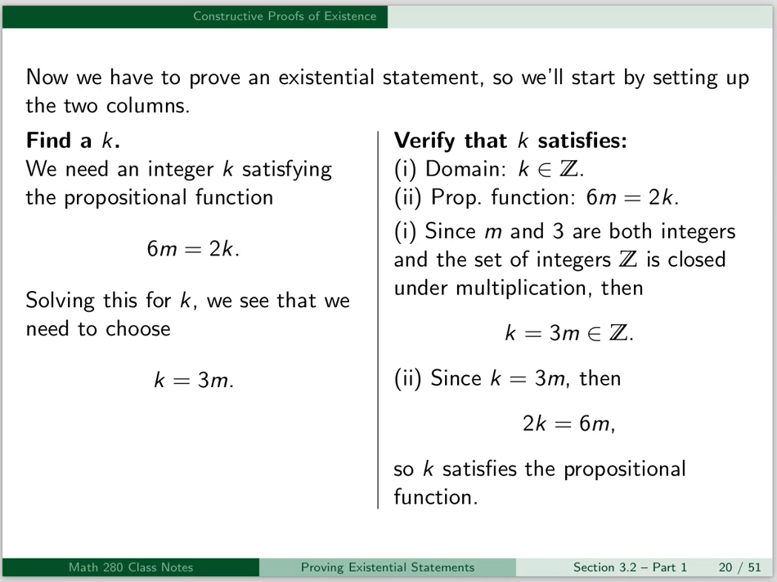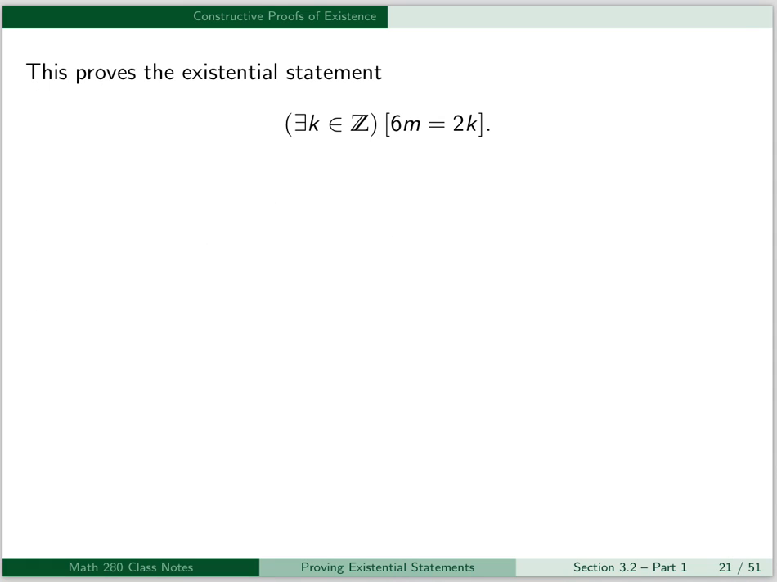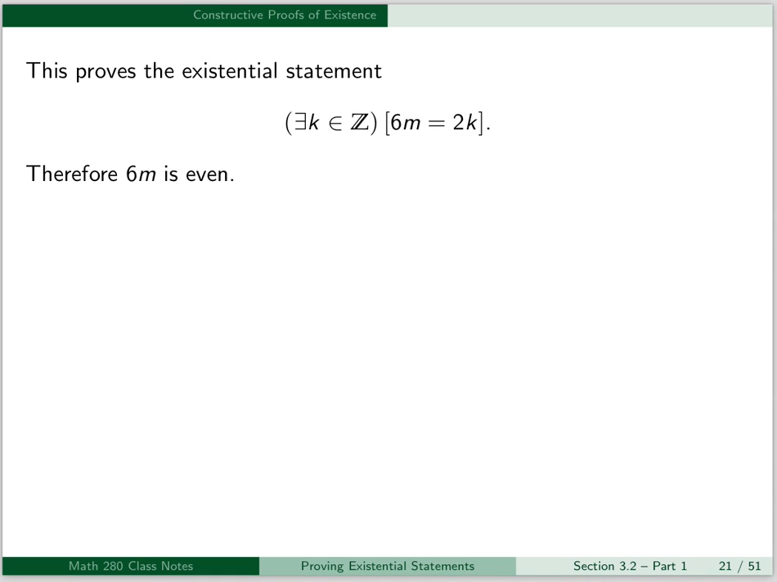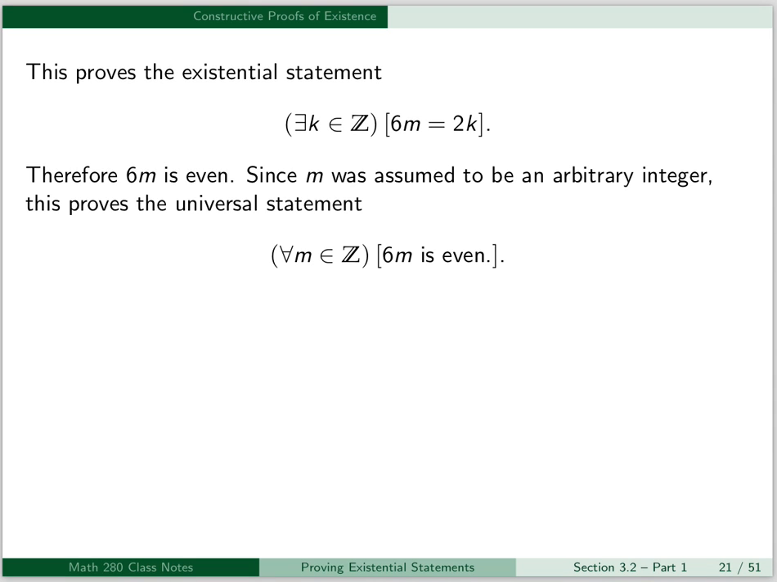So we've found our example k, and then we verified that our example satisfies our domain requirement and our propositional function. This proves the existential statement, there exists a k in Z such that 6m equals 2k, therefore 6m is even. And since m was assumed to be an arbitrary integer, this proves the universal statement, for all m in Z, 6m is even.